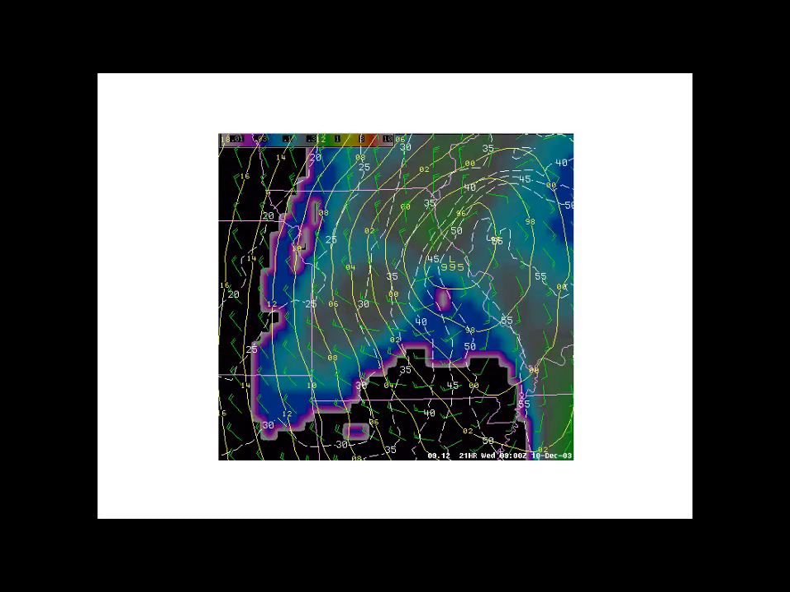Also notice that by 9Z on the 10th, you can see wraparound precipitation developing to the northeast of the low. This will be shown to be the trowel which overrides the cold air and brings snow to most of western Missouri.